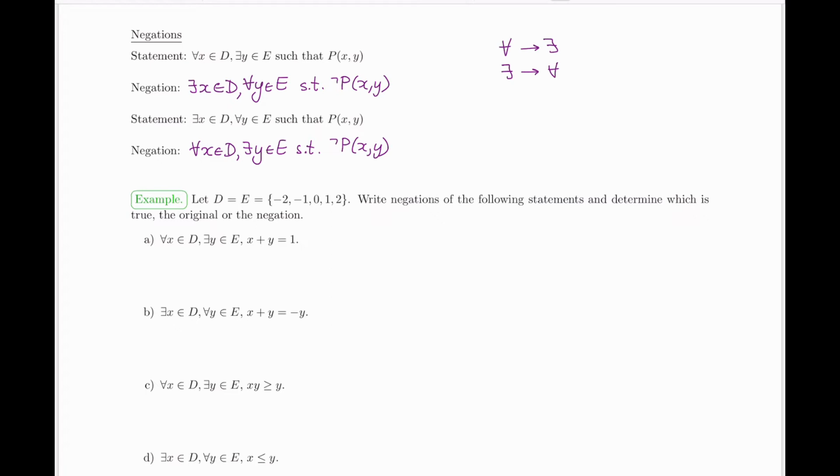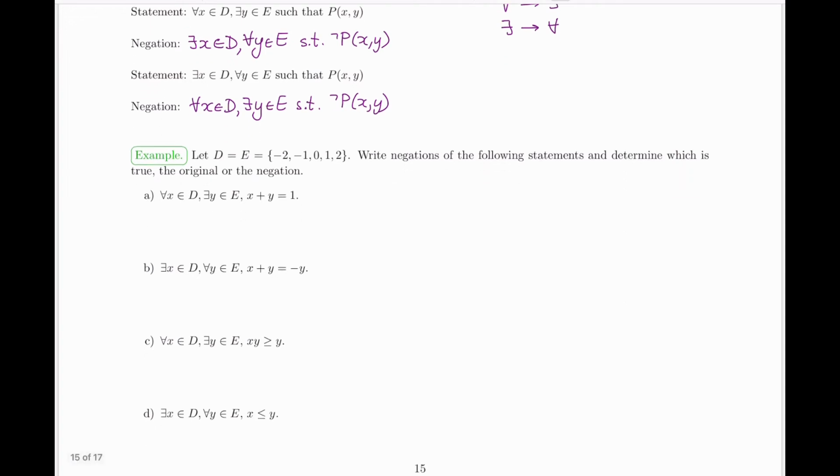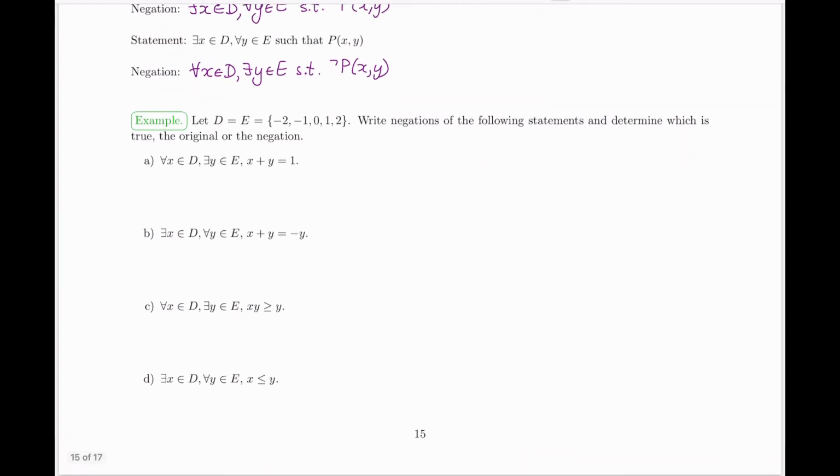Now, of course, we've also noticed that switching the order will really change the meaning, and it seems that especially if you negate the actual proposition, it will switch the meaning to exactly the opposite. So let's take a look at this next example where we're asked to write negations of all the following statements and determine which one is true, the original statement you started with or the negation that we're going to produce. So the universe that I live in is the numbers -2, -1, 0, 1, and 2. So I have a very specific set of numbers I'm working with.